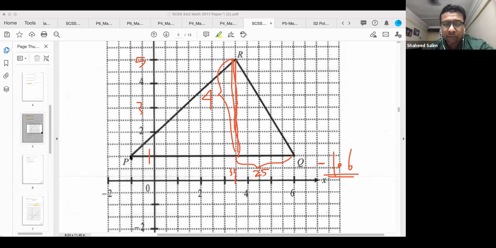Whereas down here, you increase x, y also increases. So this one is positive. The man going uphill is positive.